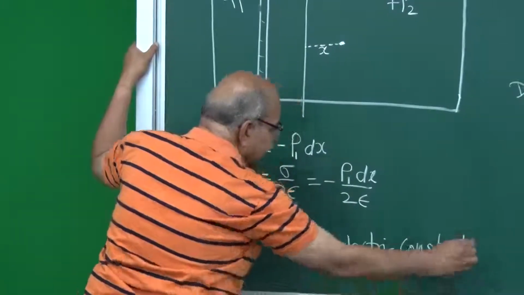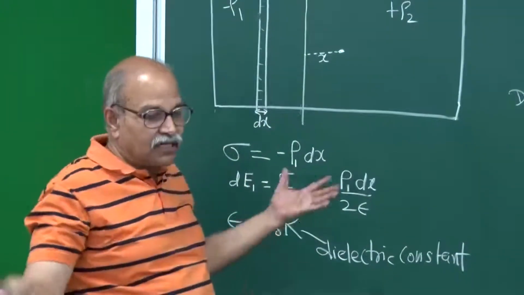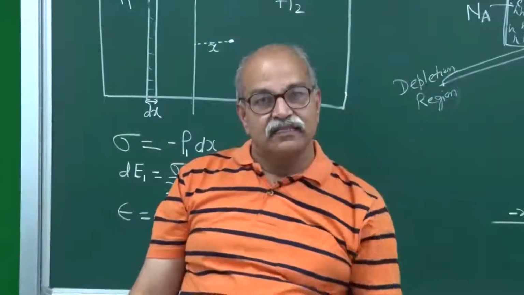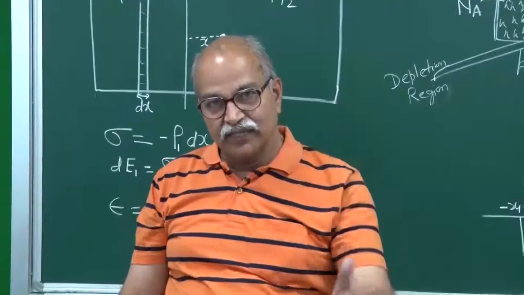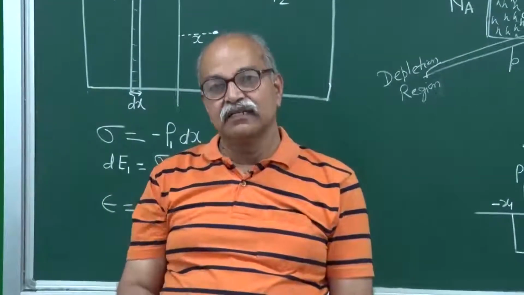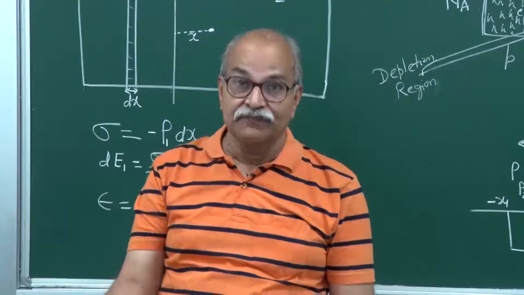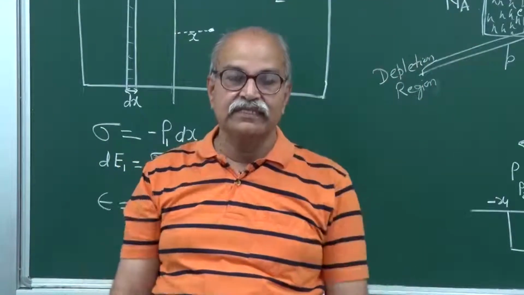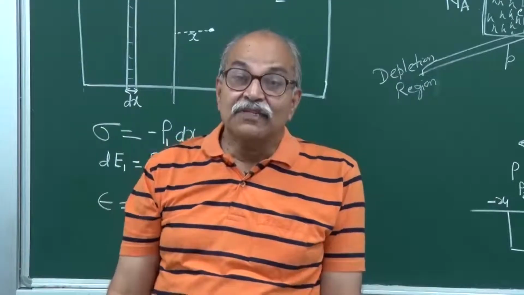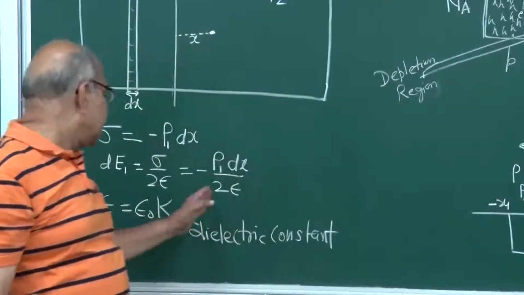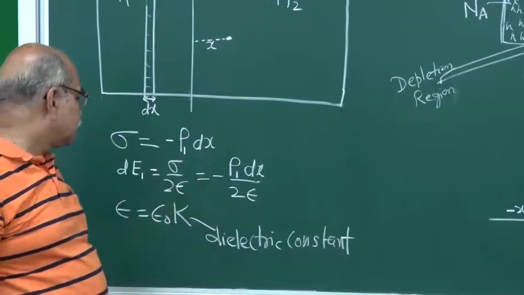In free space, in vacuum, or effectively in air, if you have a surface charge layer of surface charge density sigma, the electric field in front of it is sigma over 2 epsilon naught. Since this whole thing is in silicon, not in free space, we put the dielectric constant also, and it becomes sigma over 2 epsilon.